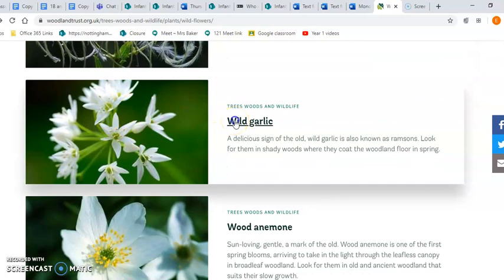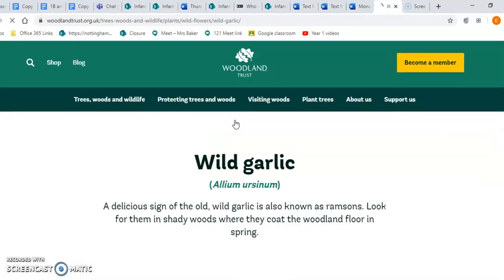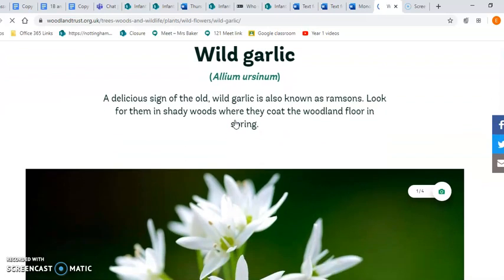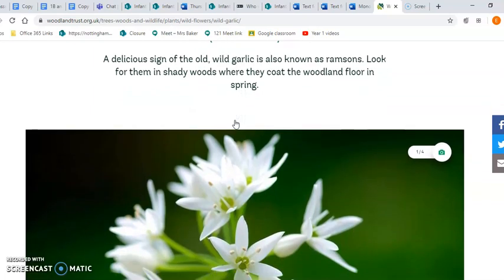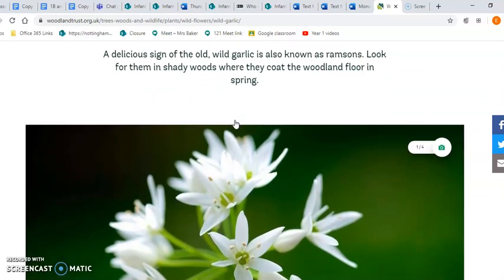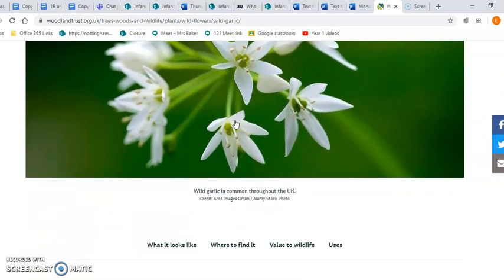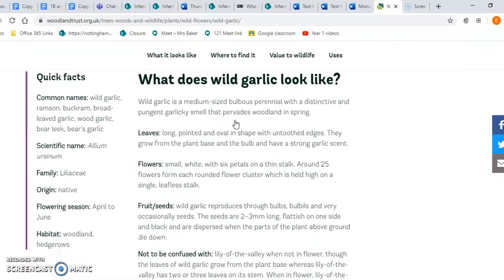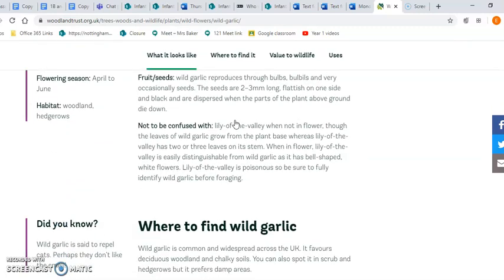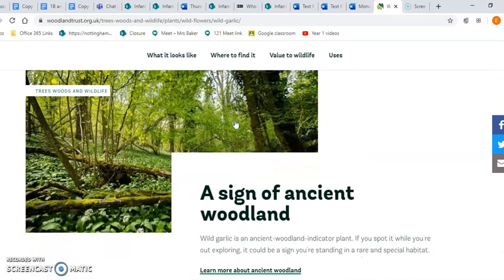So if I click on that, look, it tells me a delicious sign of the old. Wild garlic is also known as ramsons. Look for them in shady woods where they coat the woodland floor in spring. That's where I've seen it. And then it tells me all about the wild garlic, and where to find it.